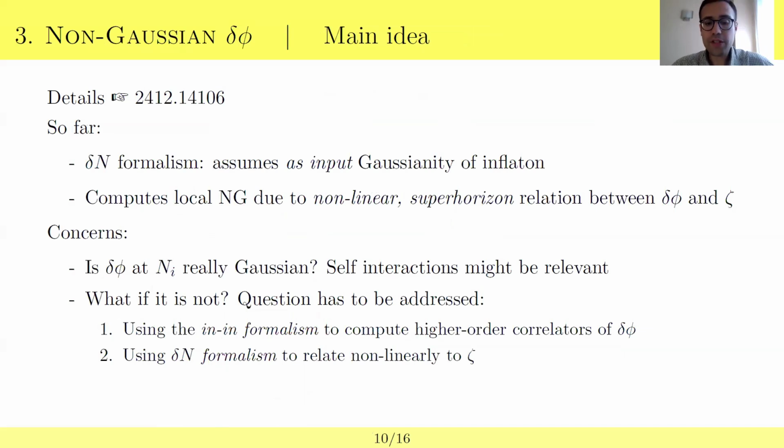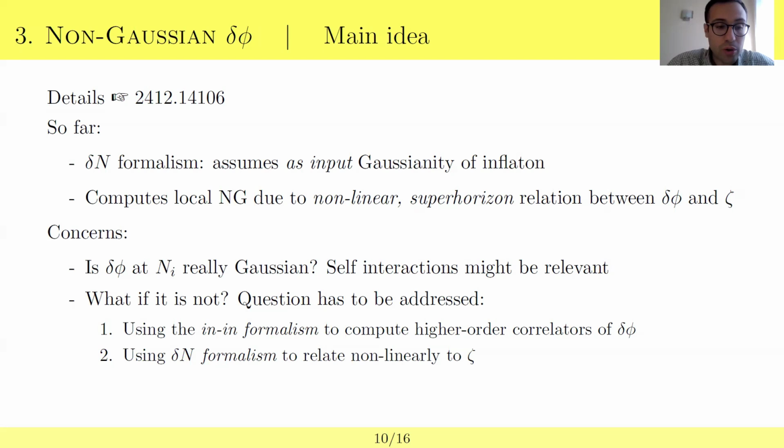Good. So far we have seen how we can obtain an exponential, therefore non-Gaussian, PDF for zeta, for the curvature perturbation, starting from a delta phi which we assumed was Gaussian. And now the natural question, which we ask in this paper, is: is this assumption of Gaussianity well motivated? In principle, one assumes that inflaton fluctuations are Gaussian because, as I said, their self-interactions are slow roll suppressed. But here we are violating the slow roll conditions precisely because we are introducing a phase of ultra-slow roll during inflation. So we could wonder if delta phi is really Gaussian, and if it is not, what impact this has on the final PDF of zeta.